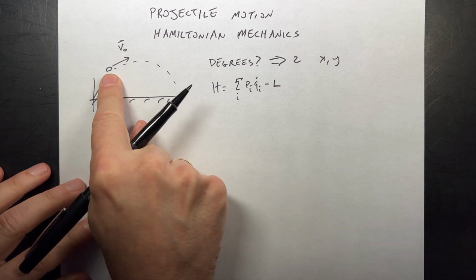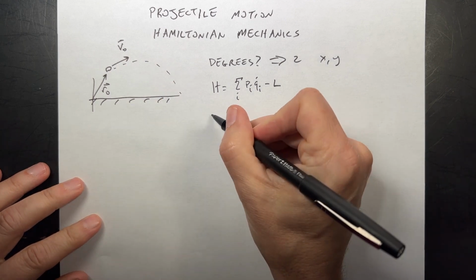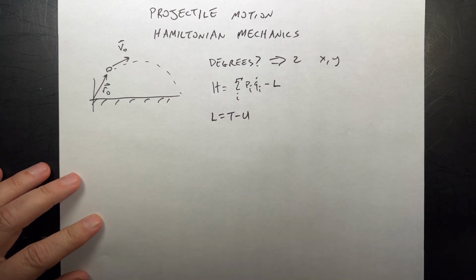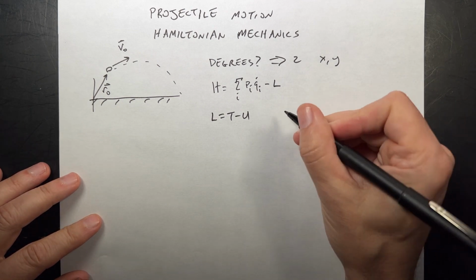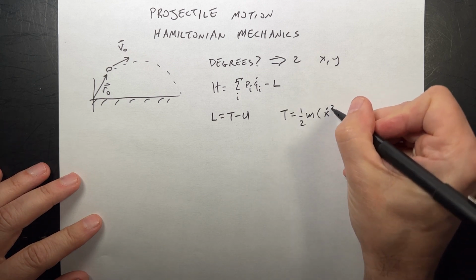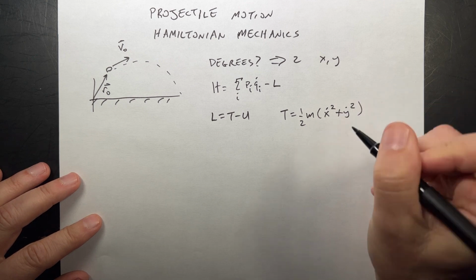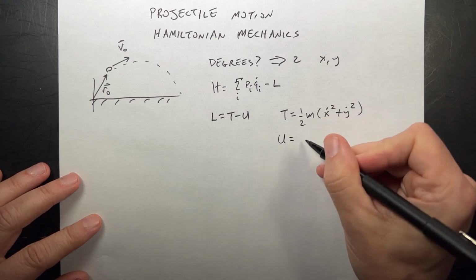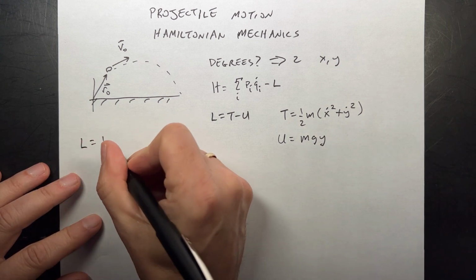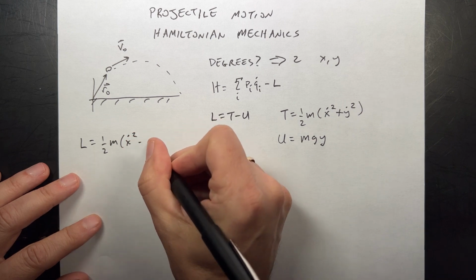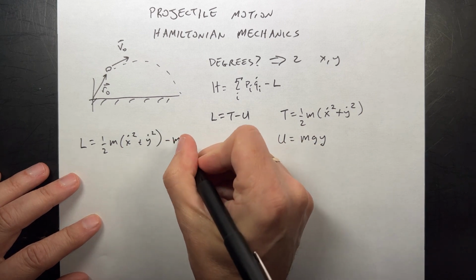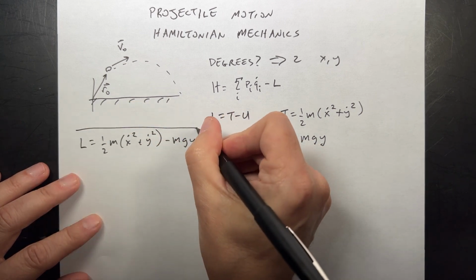If I have this object moving, I want to write the Lagrangian. And remember, the Lagrangian is kinetic energy minus potential. So I need to find the kinetic energy. It's trivial in Cartesian coordinates: 1/2 m (x dot squared plus y dot squared). The potential energy is pretty easy. It's gravitational potential, mgy. So L is 1/2 m (x dot squared plus y dot squared) minus the potential, minus mgy. That's my Lagrangian.